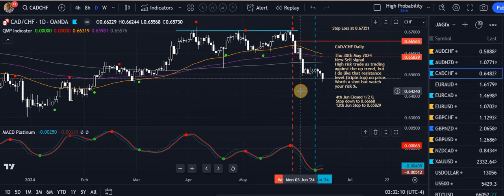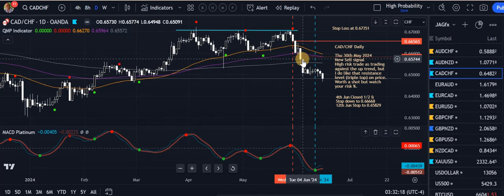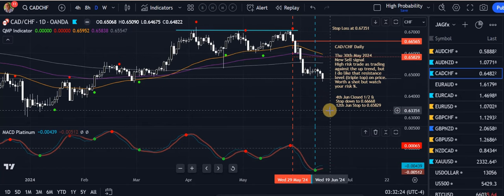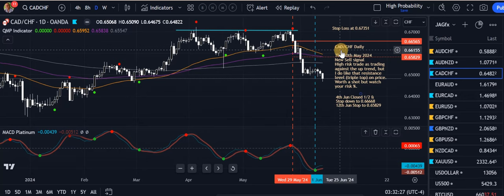Closed half, so 4th of June. Where's that? I'd say been here somewhere. On the open of this candle, MACD Platinum was already through the zero level. Prices on the moving averages. Yeah, so good time to close half. Stop down, then I move my stop down further. So we're looking good, and it's just going to fall off a cliff. Who cares? Can't lose on it.